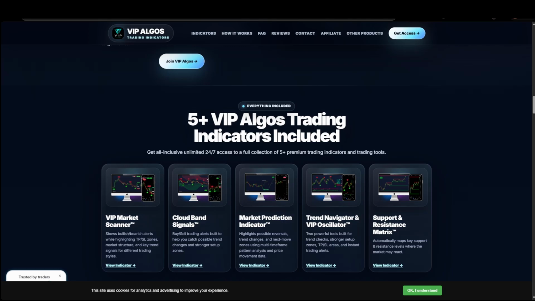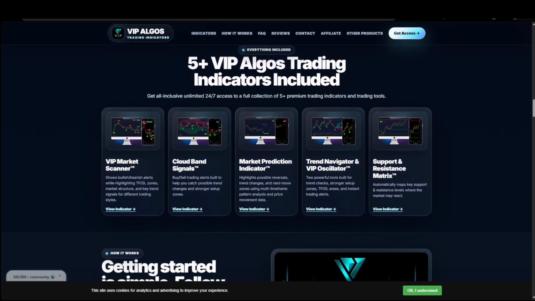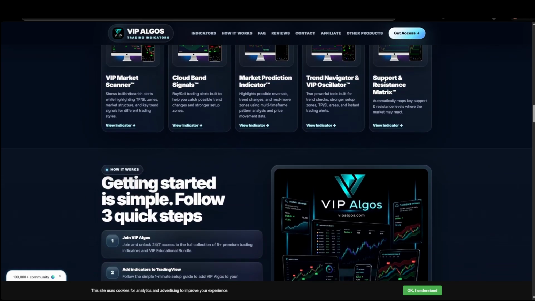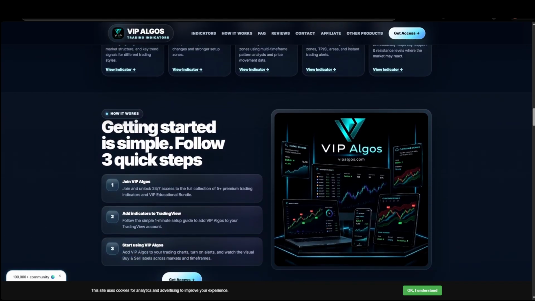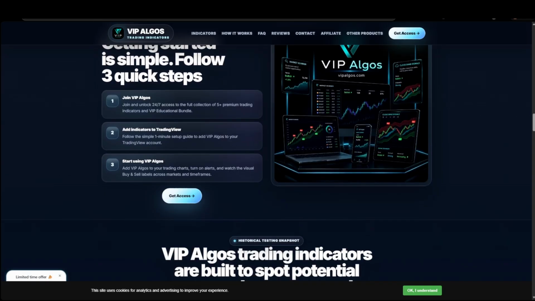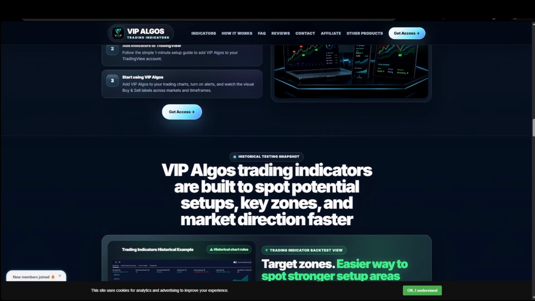Running through the key components, the VIP market scanner, this is the one that stood out most because it directly addresses the burnout of manually clicking through dozens of Forex pairs and crypto tokens. It scans for structural shifts automatically. Then the cloud band signals, which I hadn't seen formulated this way in this category before. It visually tightens around price action to highlight volatility compression before a breakout.